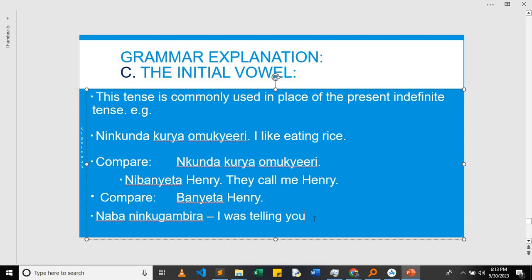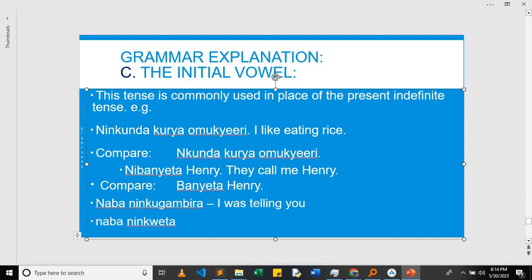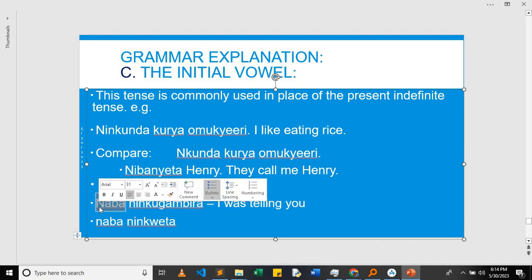Naba ninkweta. Naba ninjenda. Naba ninkweta, I was calling you. So this naba means I was.